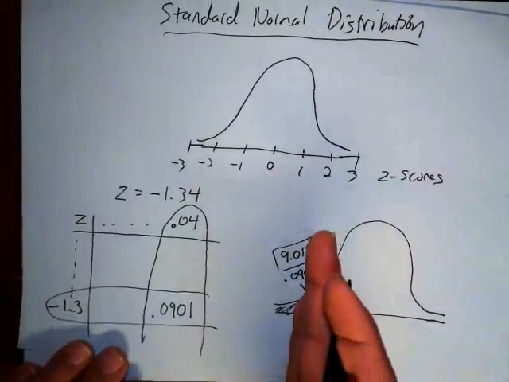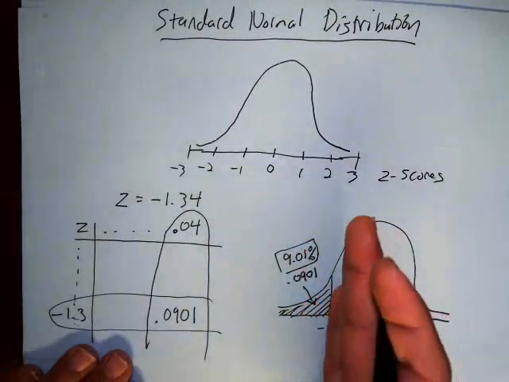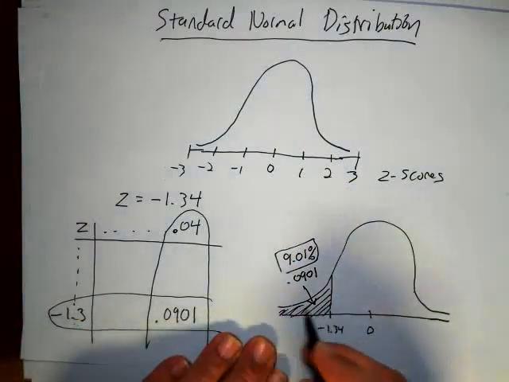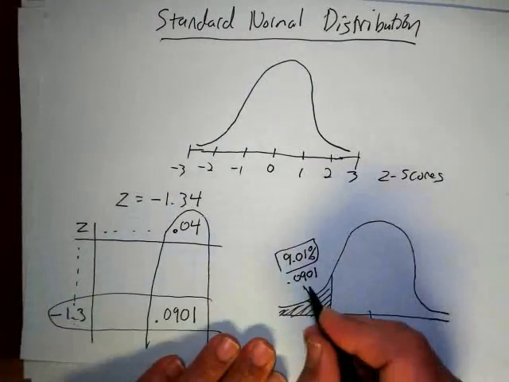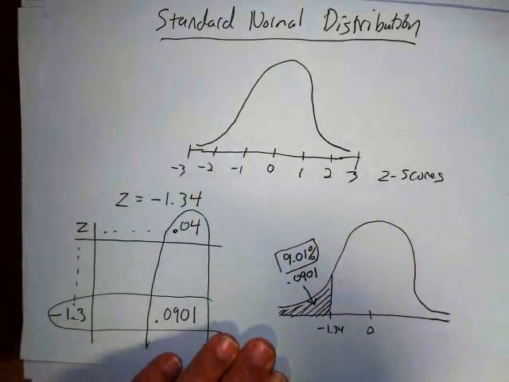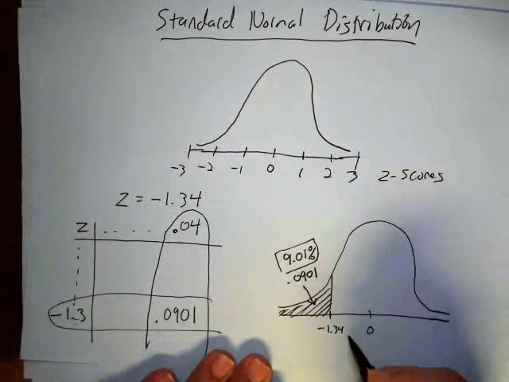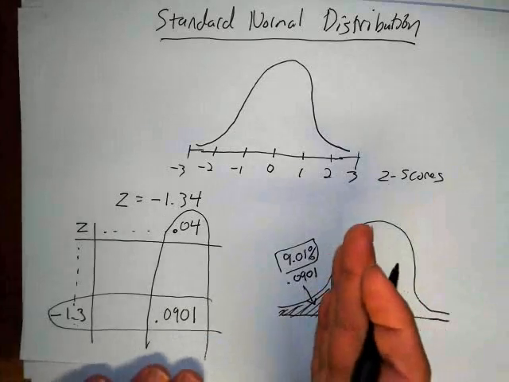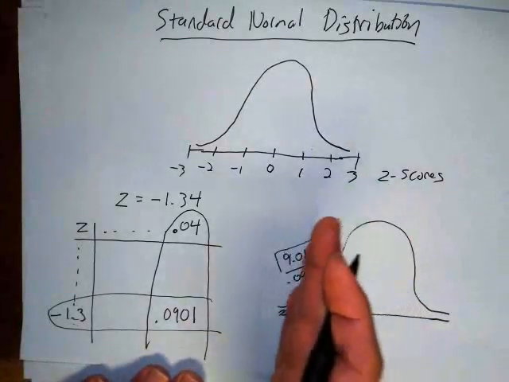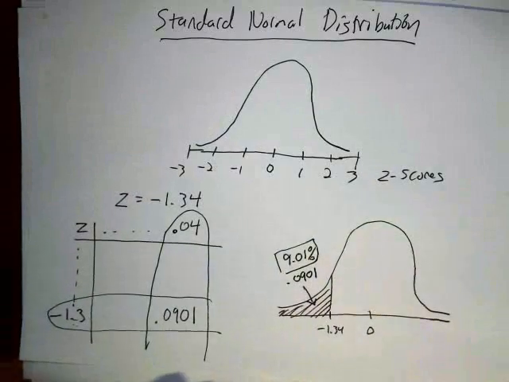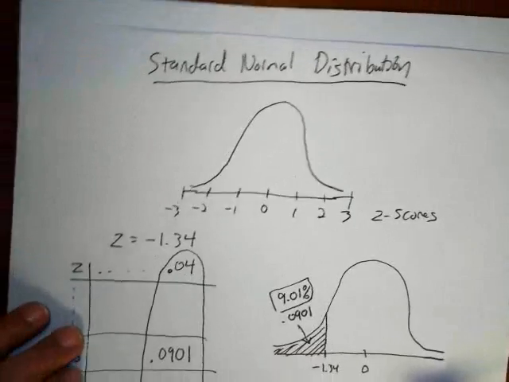So the table will always give you the area that lies below the z-score. I'll call them areas oftentimes, but the area is just the decimal form of the percent. So it'll always give you the area, or the decimal form of the percent, that lies below whatever z-score you look up. Okay, so let me give you another example.